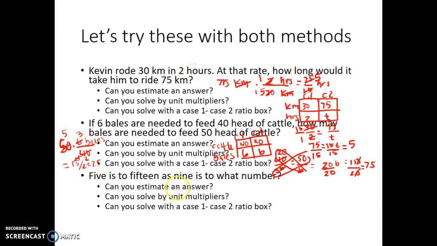Here's the last one. I wonder if you can do this one on your own and bring the answer to this in class. So here we have 5 is to 15 as 9 is to what number? This is a little bit of a different kind of problem than we have, but basically we're thinking about the relationship between 5 and 15. So what is the relationship between these two? And then that same relationship will apply here. So think about this one. Think about how you could set it up in your case 1, case 2.